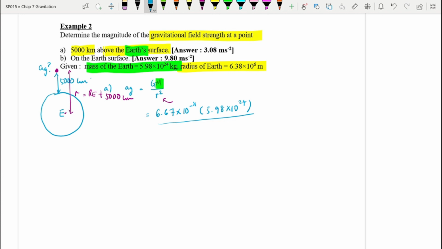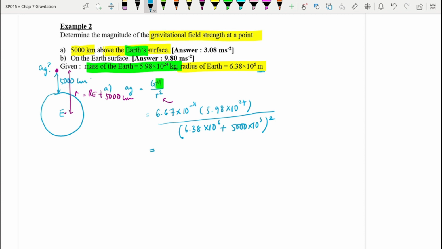Okay. So, radius of Earth kita dah dalam meter. Okay. So, maksudnya kita kena convert lah yang 5,000 ni kepada meter juga. Dan jangan lupa formula ada square kan. Okay. Baru kita boleh solvekan.